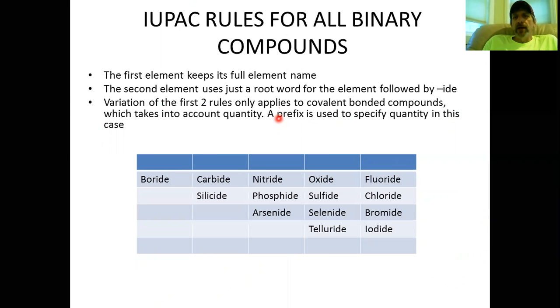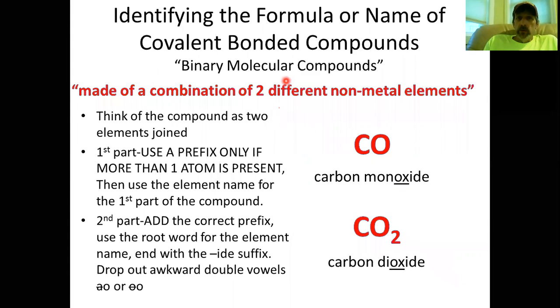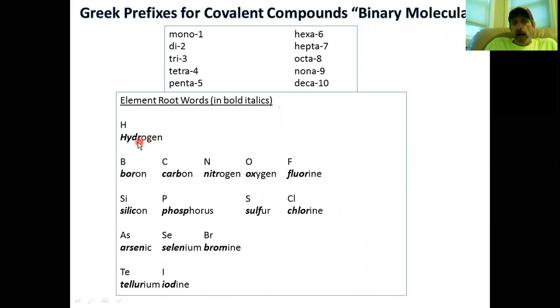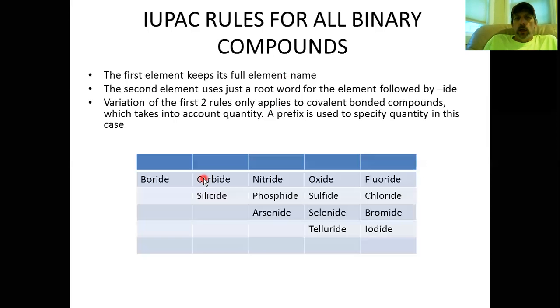So the rules for naming every binary compound, every compound made of just two elements, are the same, whether it's ionic or it's covalent bonded. The first element keeps its full name. So if the first element is the element sodium, it's called sodium. If the first element is carbon, it's called carbon. The second element uses the same rules. There's a root word, and we looked at those root words already. They're right here. Root word hydrogen, hydr for hydrogen, bor for boron, carb for carbon. So the root word is followed by ide. So carbide, silicide, boride, iodide, chloride, oxide, so on and so forth.